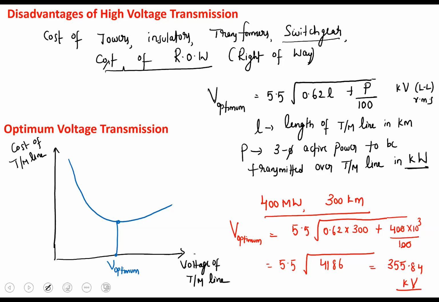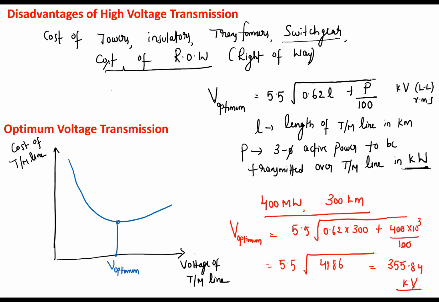Yeah, 355.84 kV. See, the mistake you have made is that you directly took the 400 megawatt. I said the power transmitted over the transmission line in kilowatt. First, you have to write this 400 megawatt in terms of kilowatt. That is 400 into 10 cube, since 1 megawatt equals 1000 kilowatt. From this, you are going to get 355.84 kV.